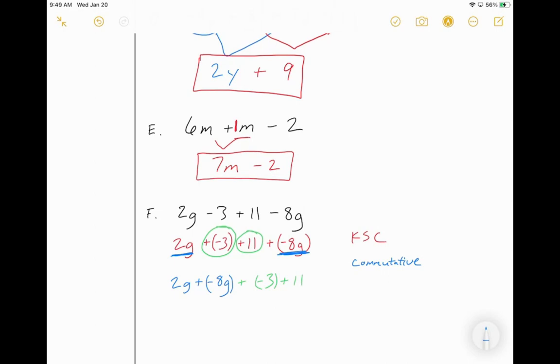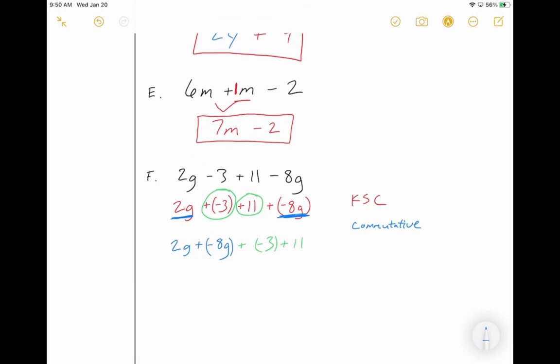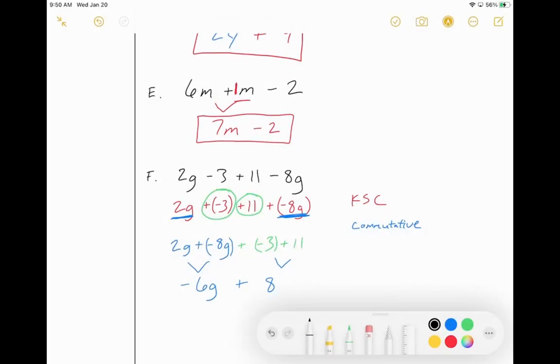All right, so now why don't you guys go ahead and do the last step, right? It's basically just like those integers we did in chapter 3, but now you have these variables next to them. All right, so I know that 2g and negative 8g make a negative 6g. And we are adding negative 3 plus 11, which gives me positive 8. And there you go. That is your final answer.